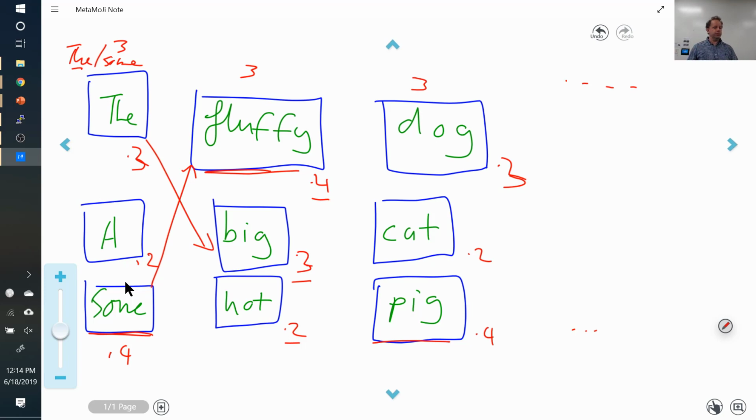So k is 2 for us, that's the beam width, 2 word strings, right? Because for each of "the" and "some", there are 3 possibilities, so there'd be 6 possible next steps. We just keep the top 2. So we just say, okay, at this point, it's either "the big", or "some fluffy".